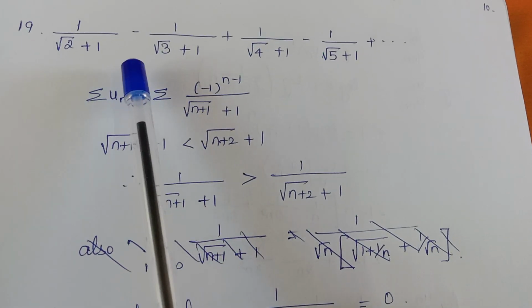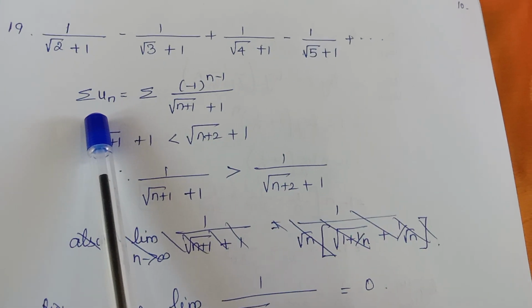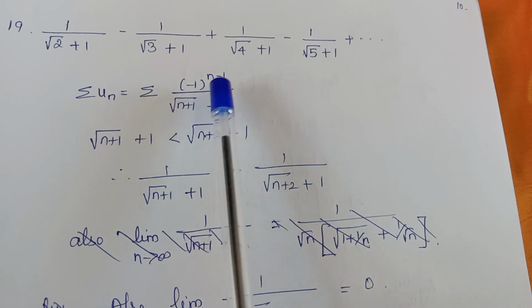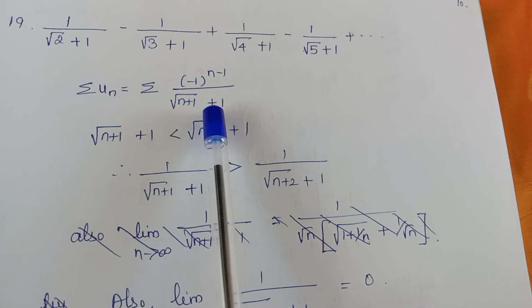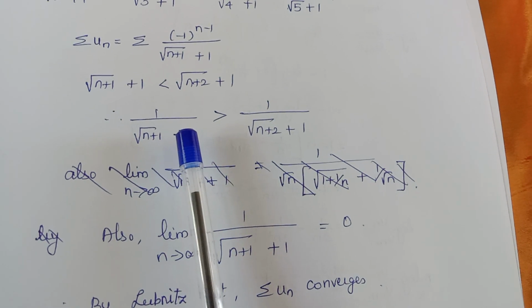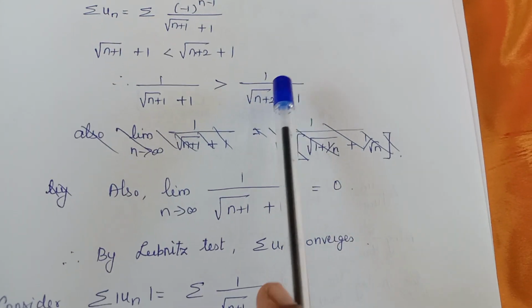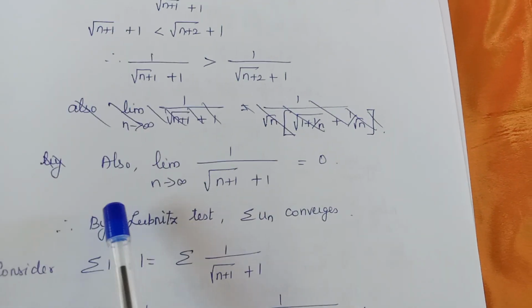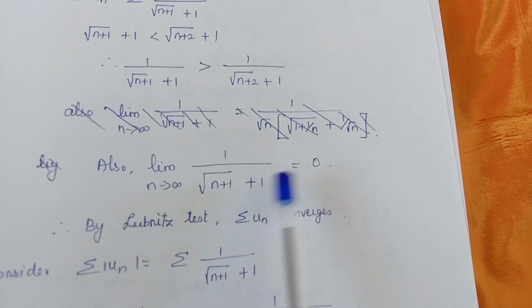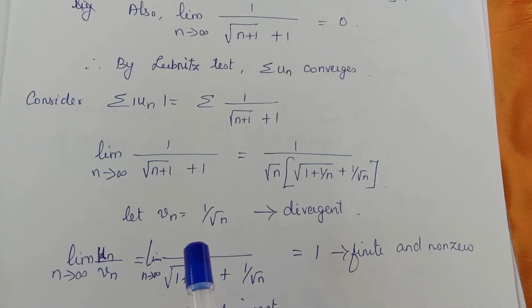1 by root 2 plus 1, minus 1 by root 3 plus 1, plus 1 by root 4 plus 1, etc. So sigma Un is sigma (-1)^(n-1) by root n plus 1 plus 1. The conditions for the Leibniz test are satisfied. That is, 1 by root n plus 1 plus 1 is greater than 1 by root n plus 2 plus 1. Also, as n tends to infinity, this value tends to 0. Therefore, by Leibniz test, it's a convergent series.